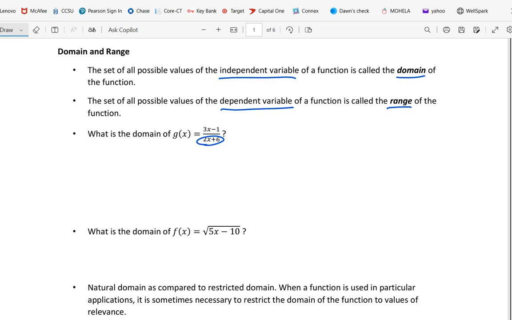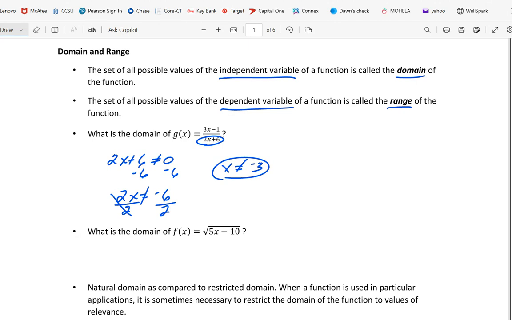In this case, I have a denominator of 2x plus 6. That denominator cannot equal 0. To solve that for x, subtract 6 from both sides. 2x equals negative 6. Divide both sides by 2. And x cannot equal negative 3. So my domain is that x can be all numbers except for negative 3.